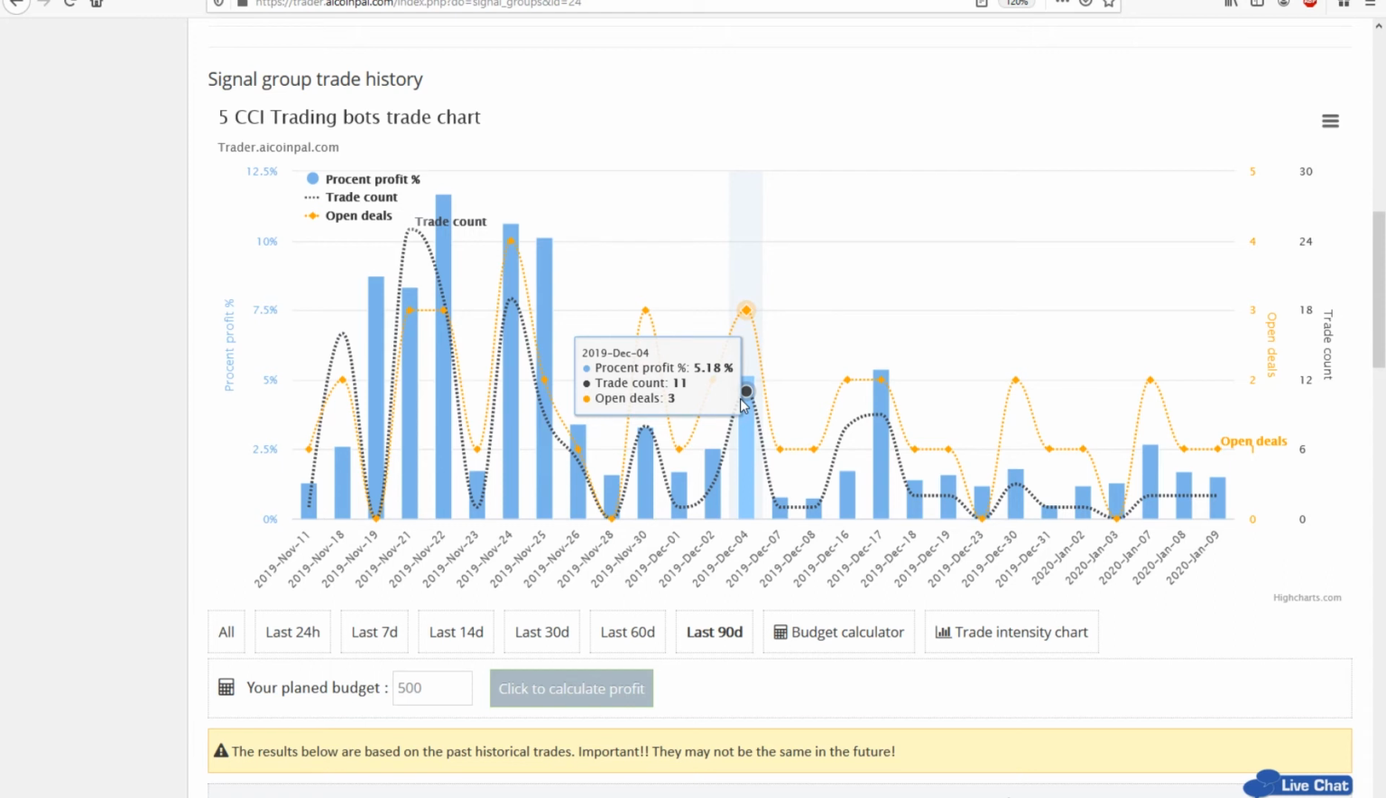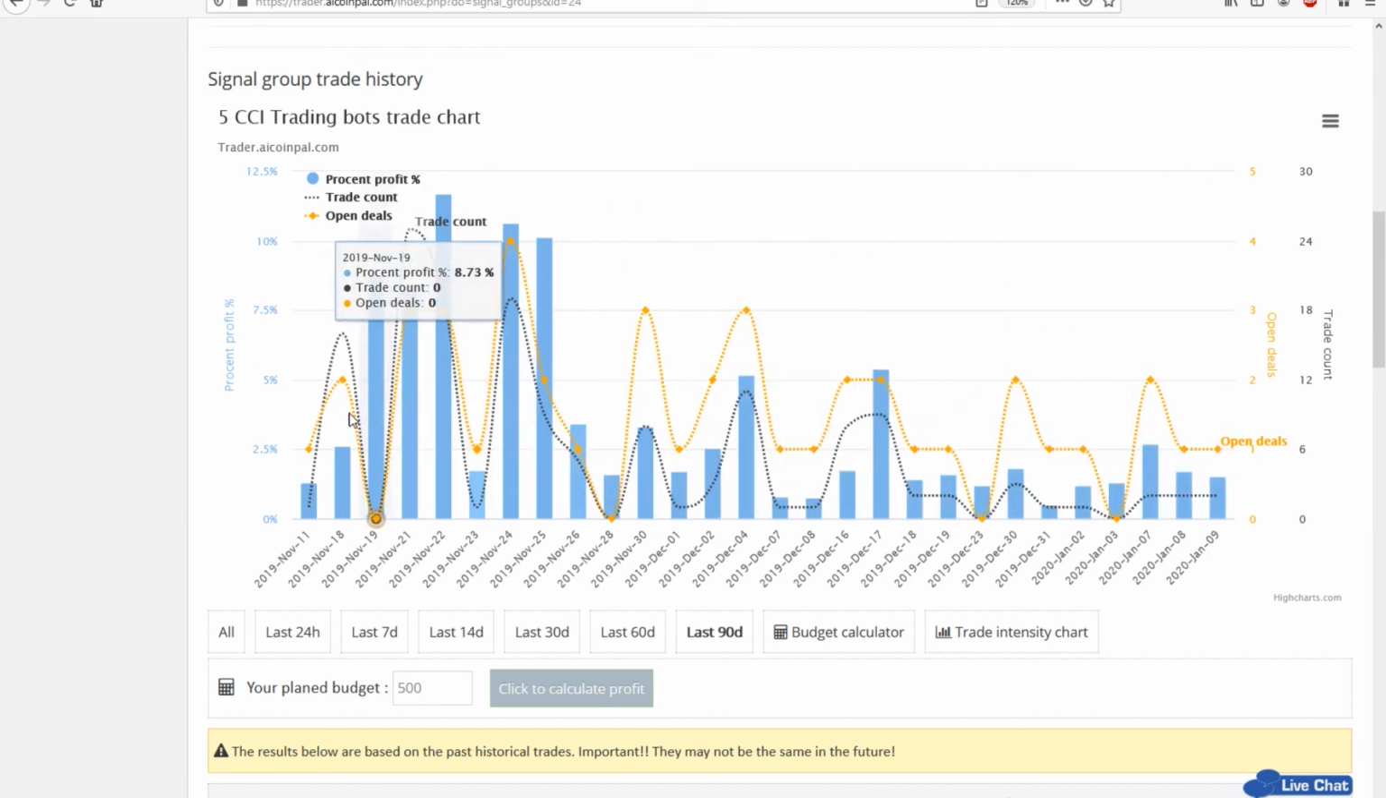That means that there were more open trades in aspect with this area right here. It had more trades but only 3 open trades. So more capital was used here to get only 11 trades to happen.